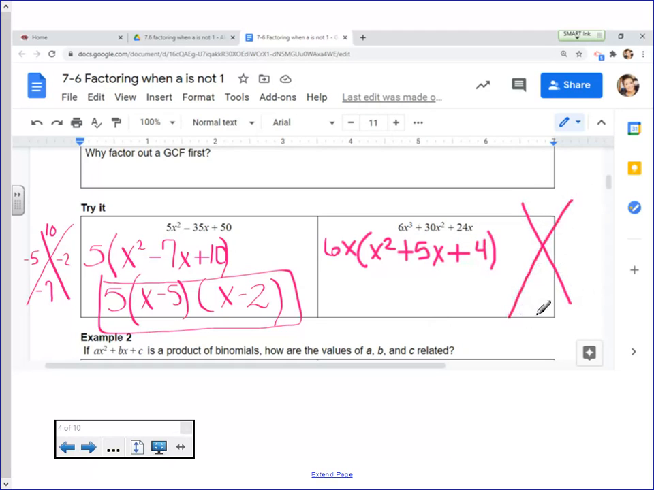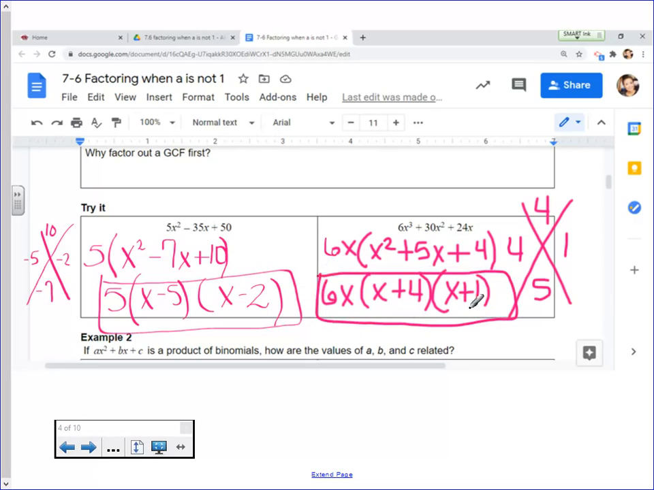Now I can do my x factor method. The last number inside those parentheses goes to the top. The bottom number is a 5. Something that multiplies to give me 4 but adds to give me 5 would be 4 times 1 and 4 plus 1. So outside of my binomials, I have to put a 6x, and then these are both positive, so I'd say x plus 4, and x plus 1, and I'm done.